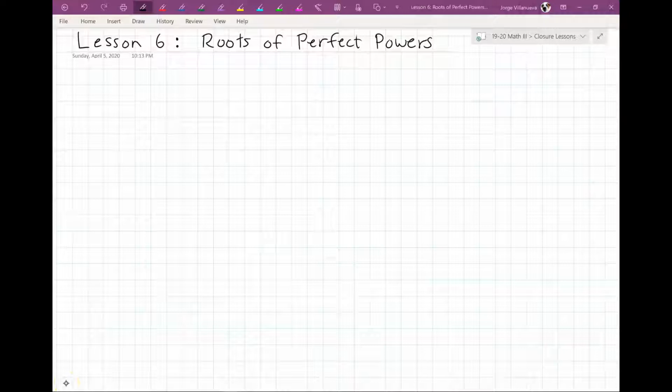Now, perfect powers are supposed to be things where, when you take the square root or cubed root or fourth root, the actual roots, the square roots, the cubed roots, those things disappear. Some people like to call them the little houses. But yeah, that goes away. Okay, so the radical symbol will disappear.